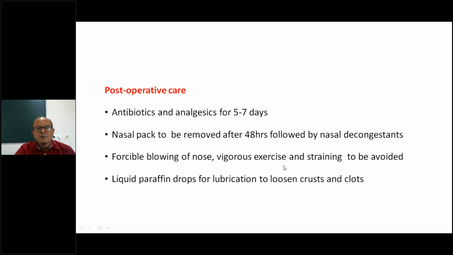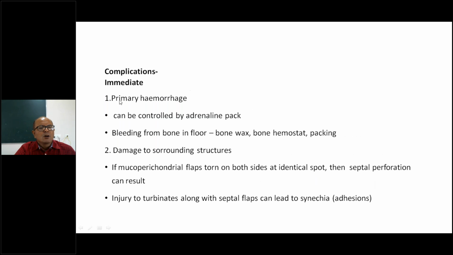Forcible blowing of the nose and vigorous exercise are to be avoided. You can use liquid paraffin drops for lubrication to loosen crusts and clots if they are there. Complication: primary hemorrhage can be controlled by adrenaline pack. Bleeding from bone, particularly, I told you the greater palatine artery may bleed from the floor. You can use bone wax, bone hemostat. You can also use a bipolar cautery and cauterize it, or drill it with a diamond burr.